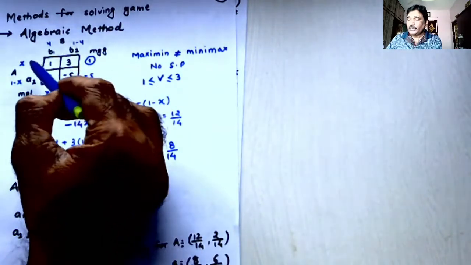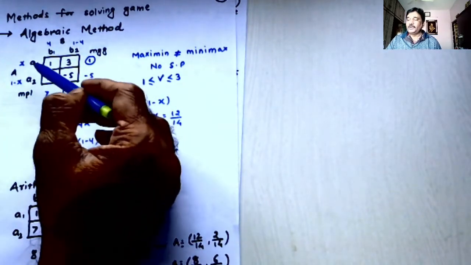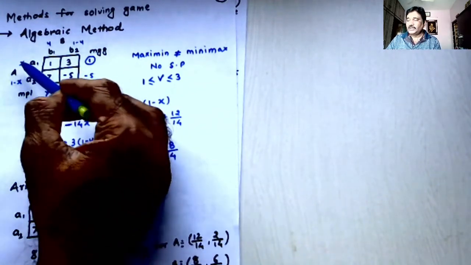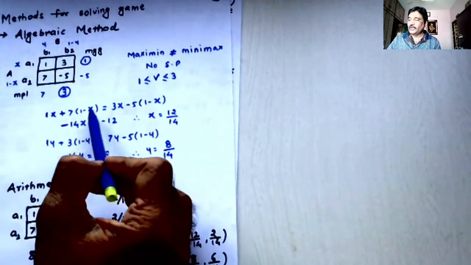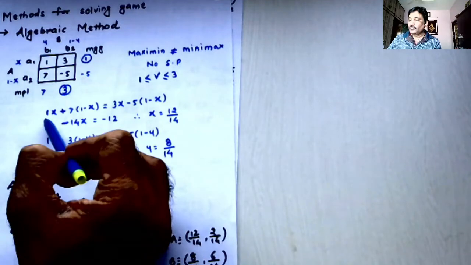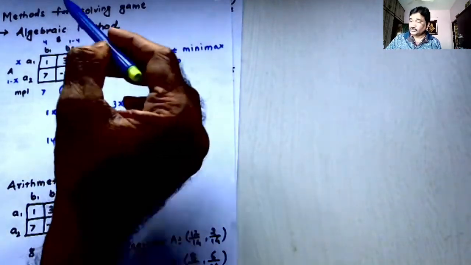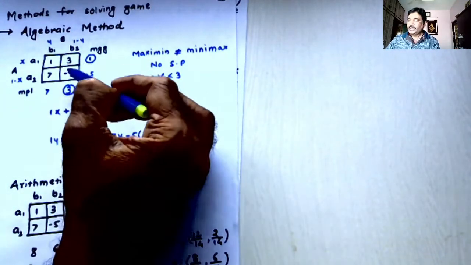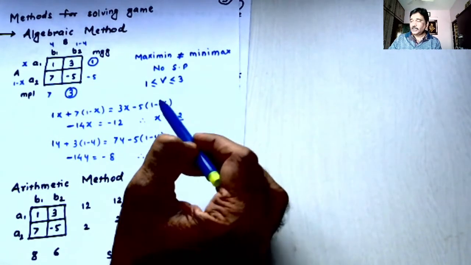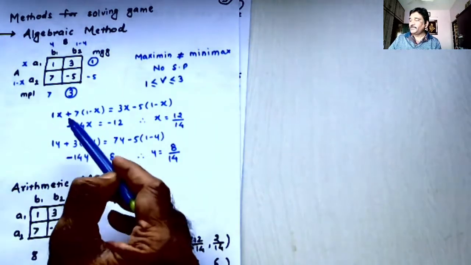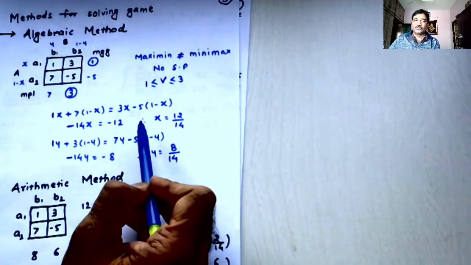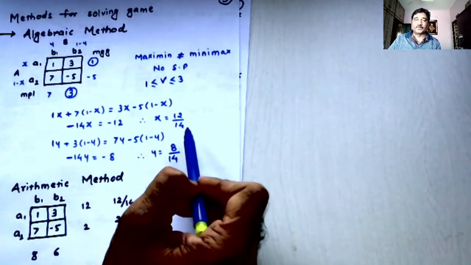So we'll be finding the expected gain of player A if player B plays B1. What will that be? 1 into x plus 7 into 1 minus x. This into this plus this into proportion 1 minus x. So 1x plus 7 into 1 minus x should be equal to 3 into x minus 5 into 1 minus x. Now that we have got this equation, this simplifies to minus 14x equal to minus 12, giving you the value of x equal to 12 by 14.